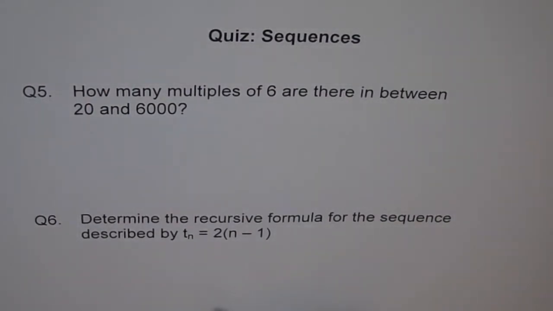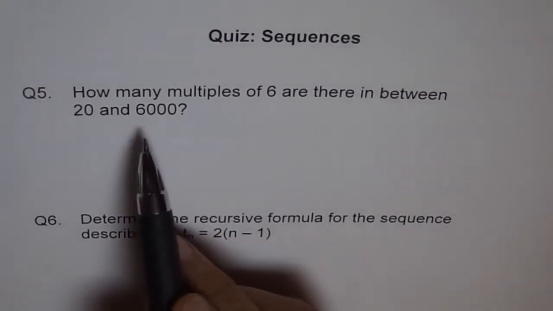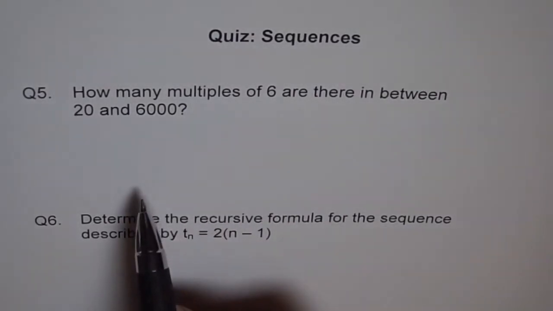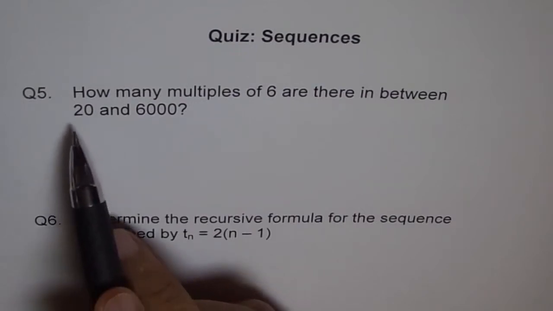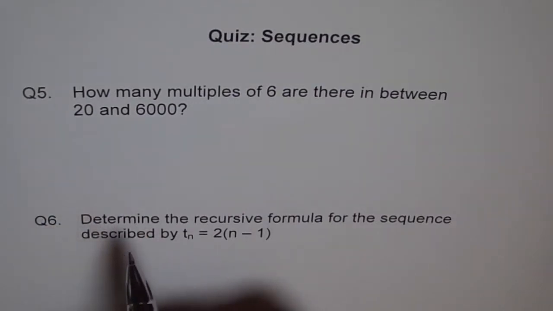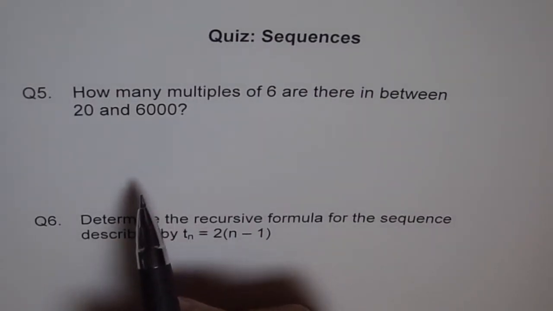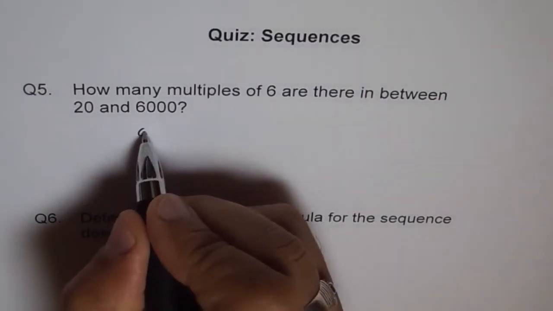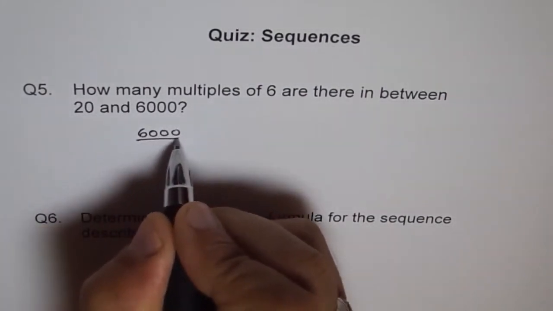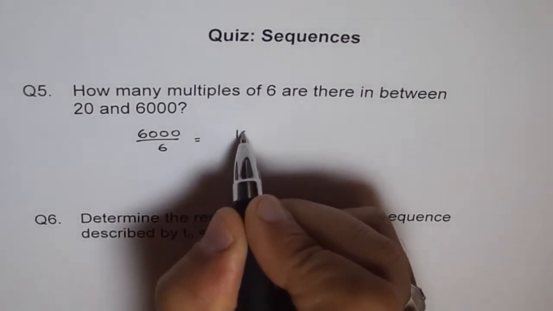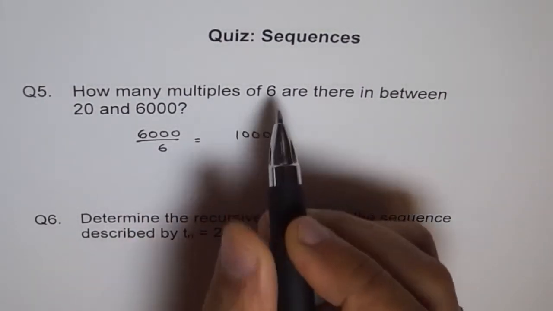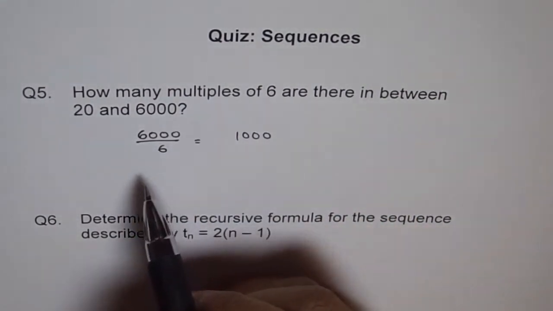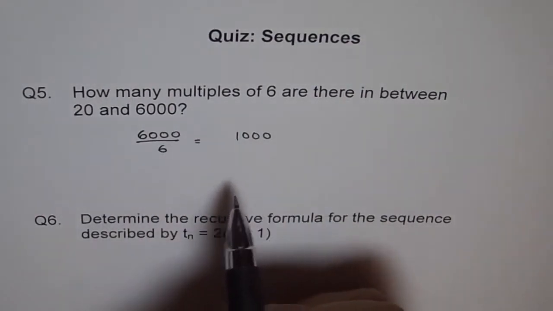Well, it's kind of tricky. So what you can do is find how many multiples of 6 are there in 6000 and then take away the number of multiples which are there in 20. But how will you find the number of multiples in 6000? Well, you can divide 6000 by 6. So if I do that, 6000 divided by 6 gives me 1000. So there are 1000 multiples of 6 from 1 to 6000.